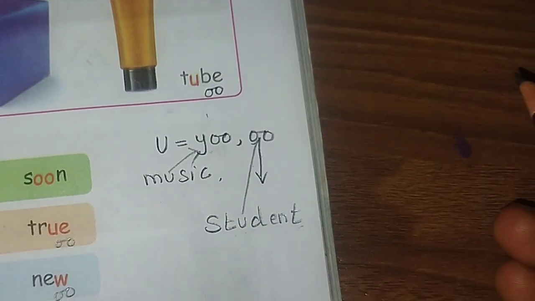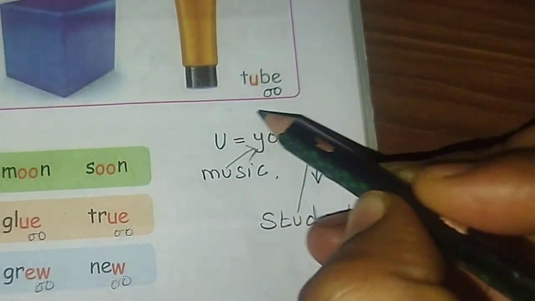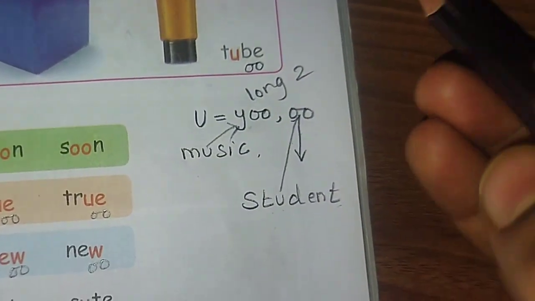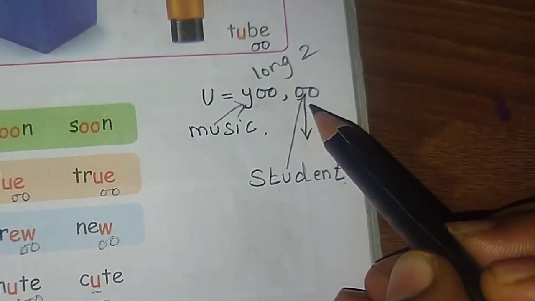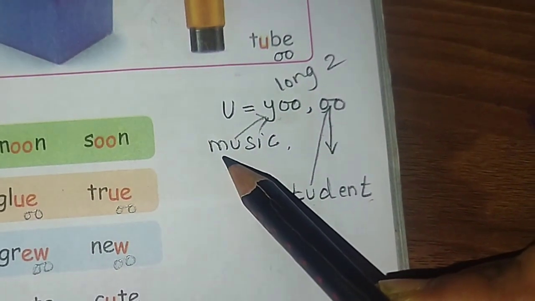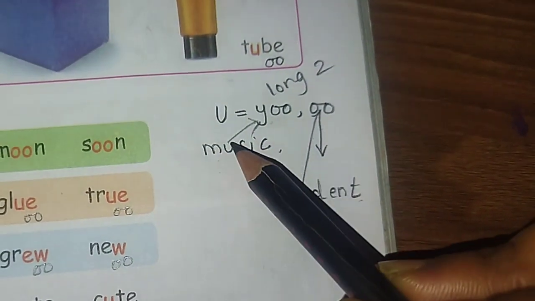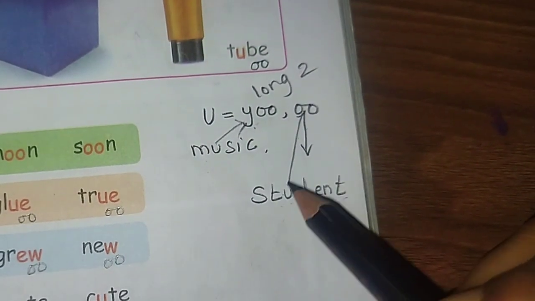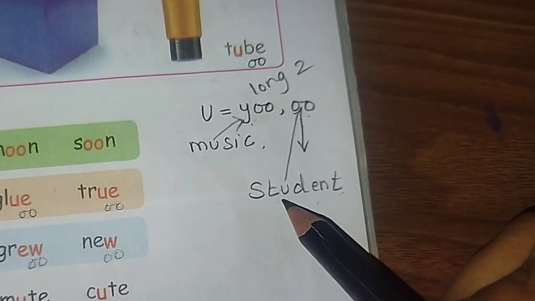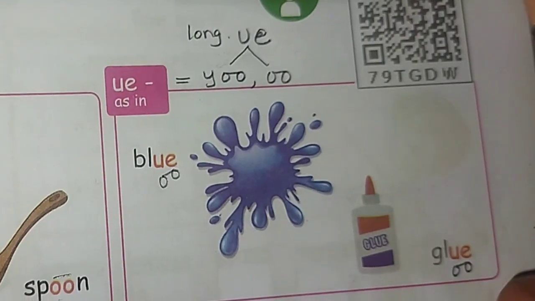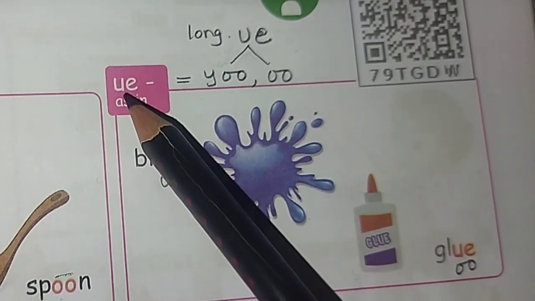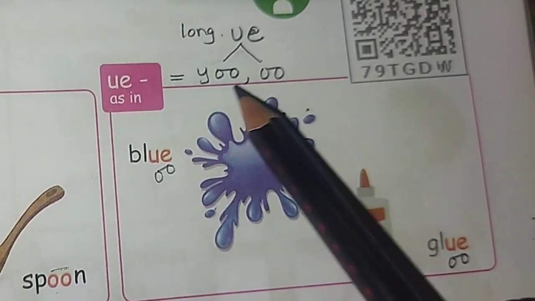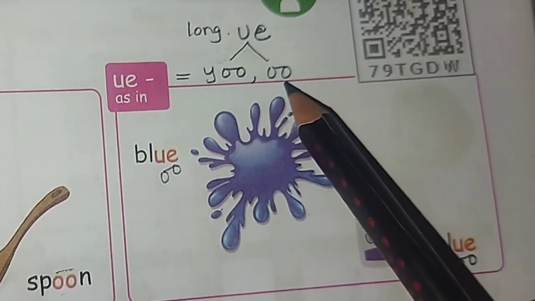Letter U is something special in that it has two long sounds, that is U and U. For example, in music, U is telling the long U sound. In student, the letter U is saying the U sound, student. Same like that, U-E, even this also has two long sounds of U, that is U and U.